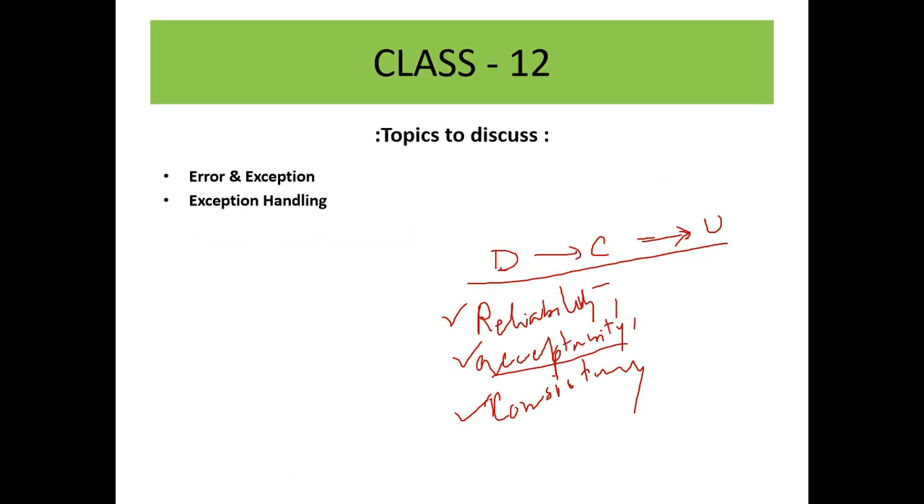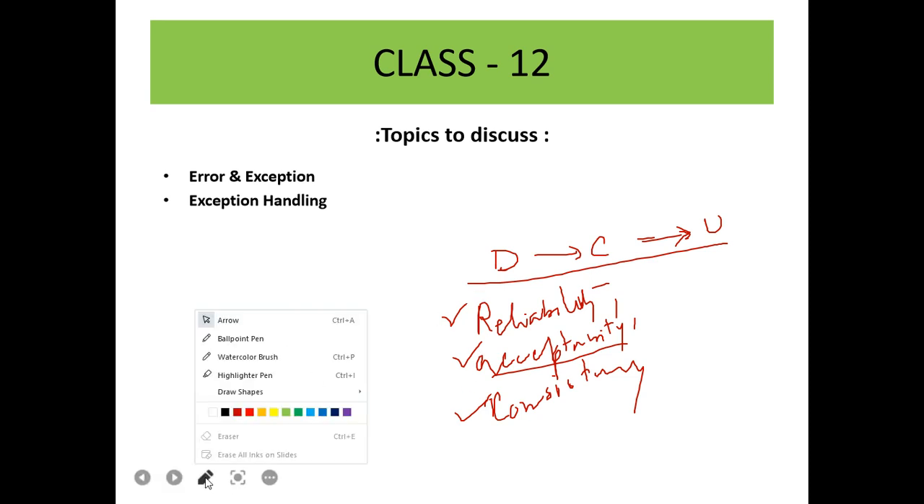Okay, so when reliability and consistency is implemented using exception handling, then naturally the acceptability will be achieved in our application. Okay, so how does exception handling make a program reliable and consistent? Simply think in that way. These are not very hard to understand.